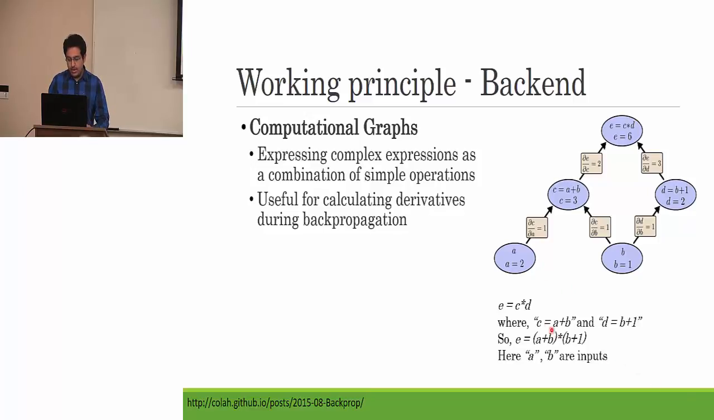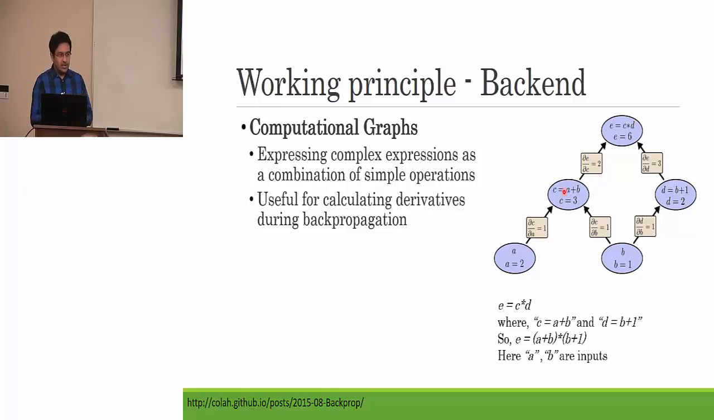Here's an example where this graph is computing E equals C star D, where C is dependent on A and B, and D is dependent on B, where A and B are inputs. If you give A and B as 2 and 1, then it calculates each of these small expressions, and then it computes the output at this point. Now you can think of this as a neural network, where each node here in blue is a layer, and each layer is doing a computation.